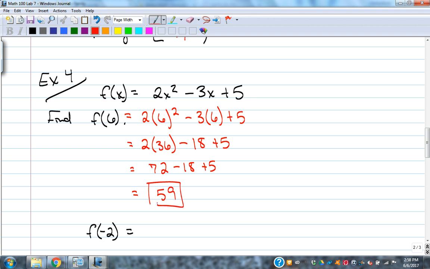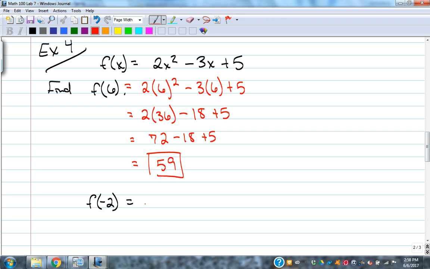Next, using the same function, find f of -2. Again, replace x's, this time with -2, and work that out. So that's going to give us 4 times 2 is 8, plus 6 plus 5. We'll use arithmetic there. 14 plus 5 is that.